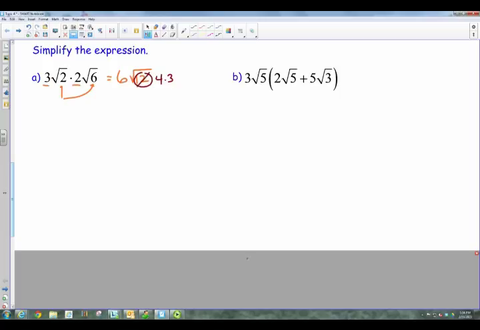And so the 4 becomes a 2. That 2 comes out and gets multiplied by the 6. 6 times 2 is 12. The 3 has to stay, and I end up with 12 square roots of 3.